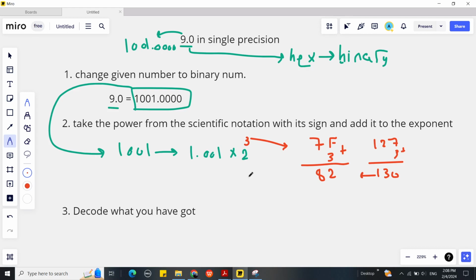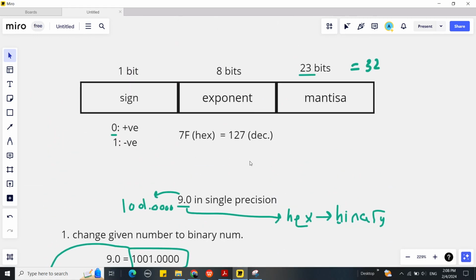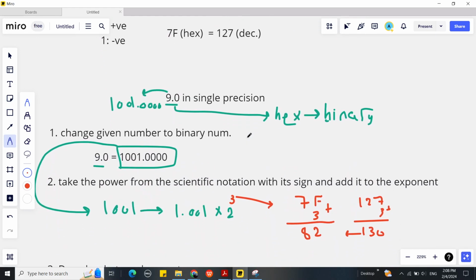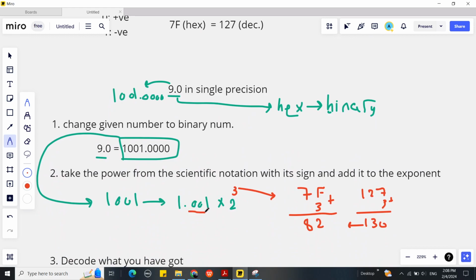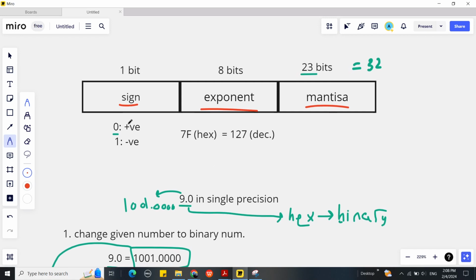Now we're going to decode what we have got. Our number is positive. Remember, the structure of a single precision number is the sign, the exponent, and the mantissa. I forgot to tell you that this is going to be our mantissa, 001. Let's go back. The sign is positive for 9, and it is 0, so I'm just going to write 0 in the first bit.